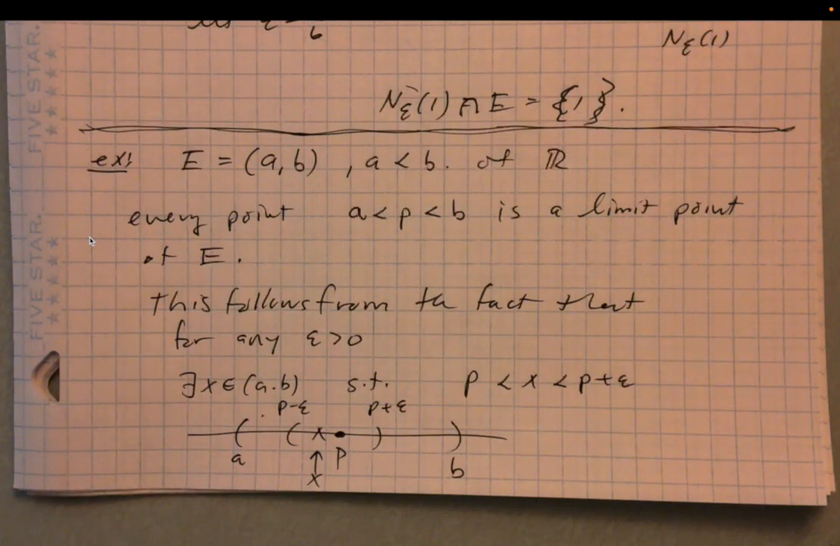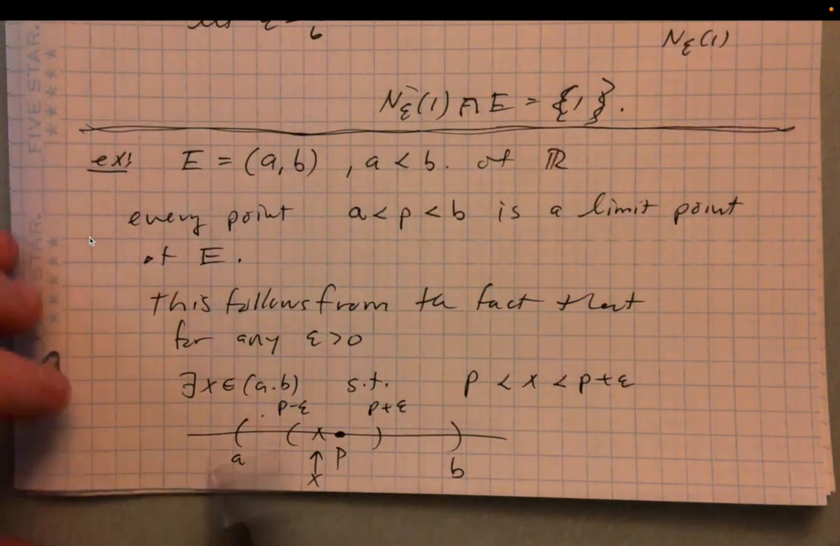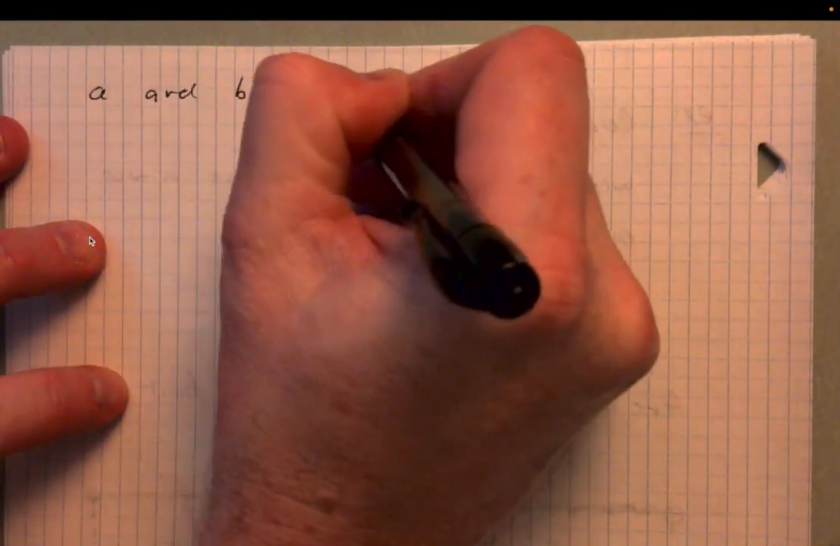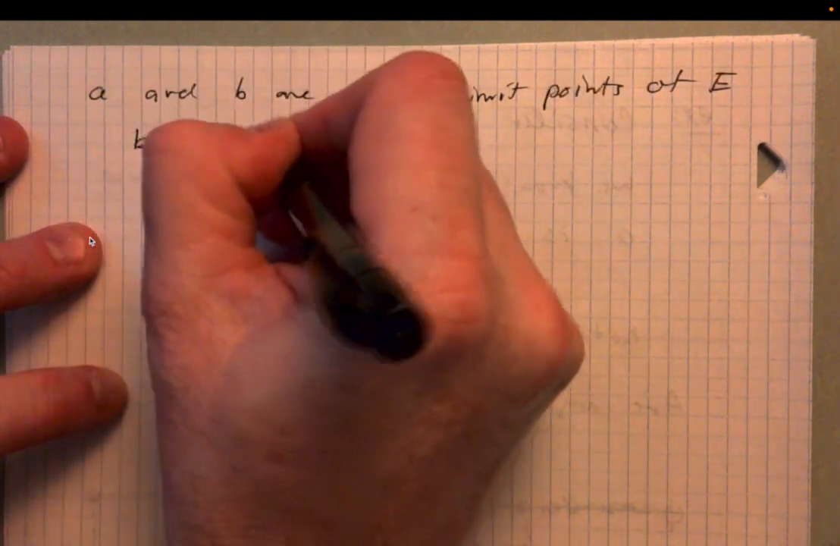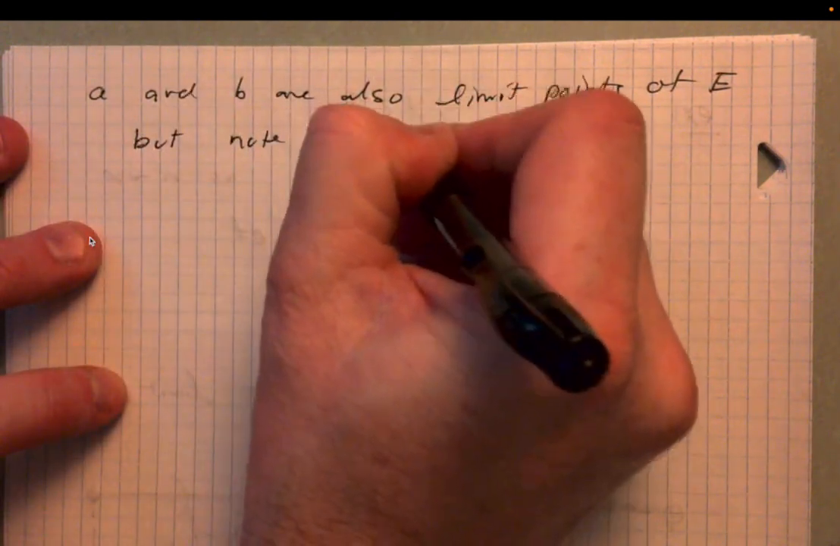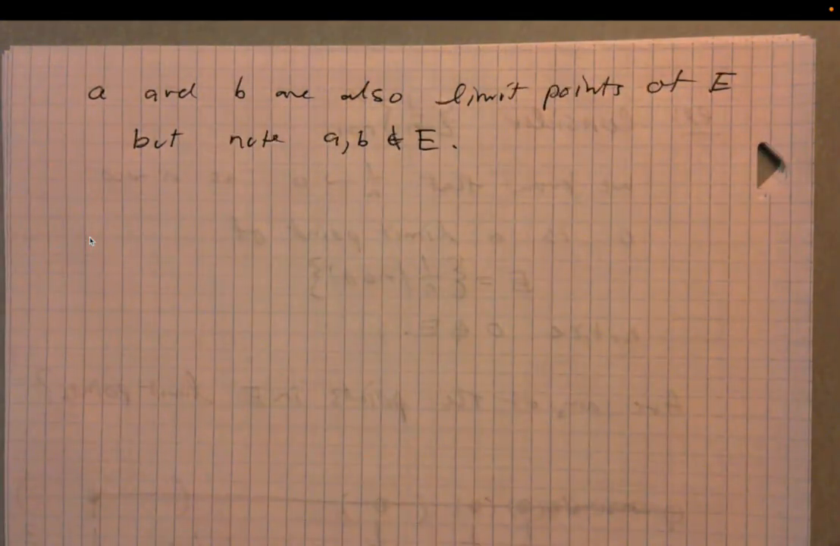Now it turns out also that a and b, the endpoints, are not in E, but they are limit points of E. So a and b are also limit points of E, but note a and b are not in E, because it's an open interval. All right. Very, very good. So kind of a key idea here.